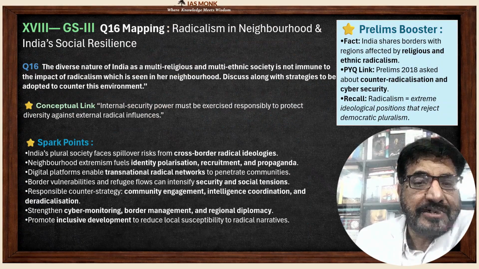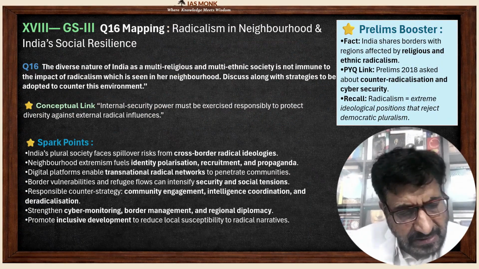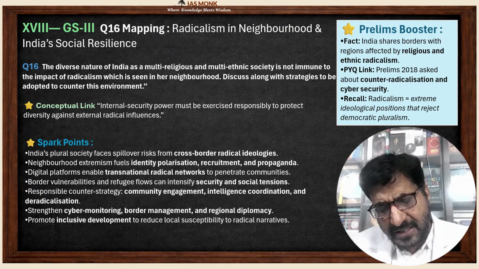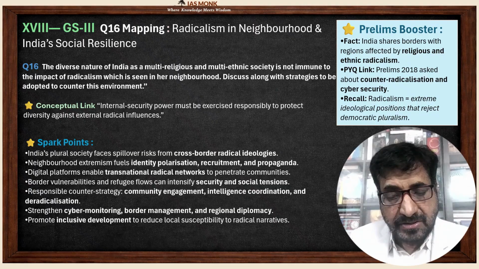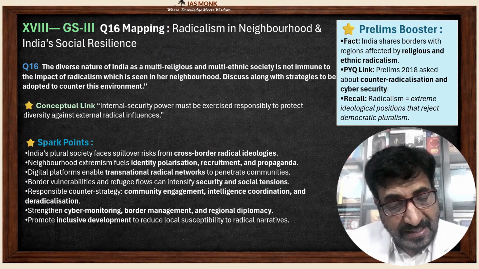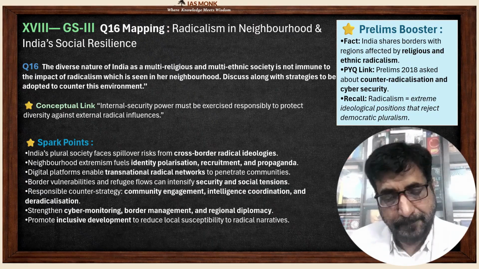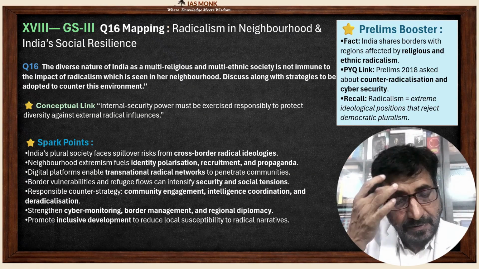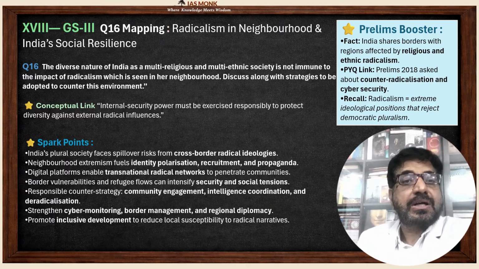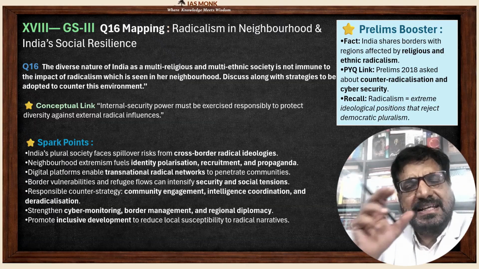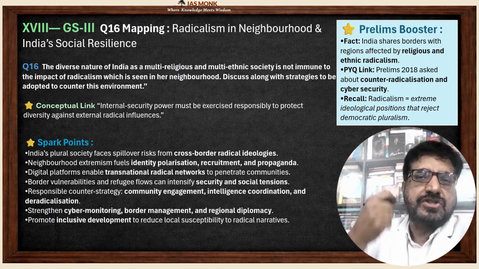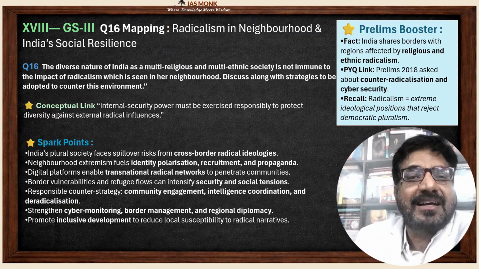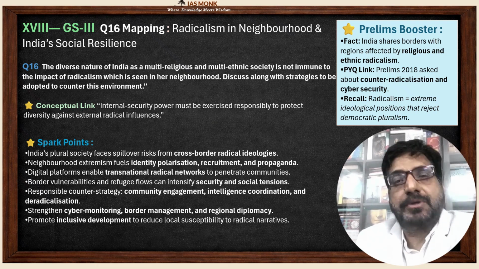Okay, moving on to next question, question number 16. The diverse nature of India as a multi-religious and multi-ethnic society is not immune to the impact of radicalism which is seen in our neighborhood. Discuss along with strategies to be adopted to counter this environment. India's multi-religious and multi-ethnic fabric is inherently very strong, yet not insulated from the radical currents emerging in its neighborhood.